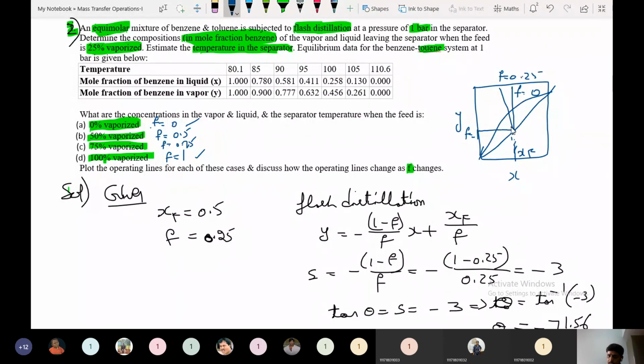And for 0.5 and 0.75, you have to calculate. So f is equal to 0.5 and f is equal to 0.75. You have to calculate these cases. The procedure is the same. First, you need to draw. I am writing the procedure here.